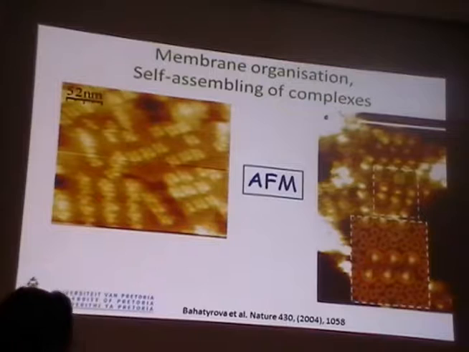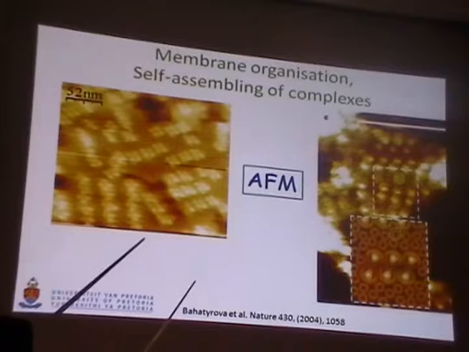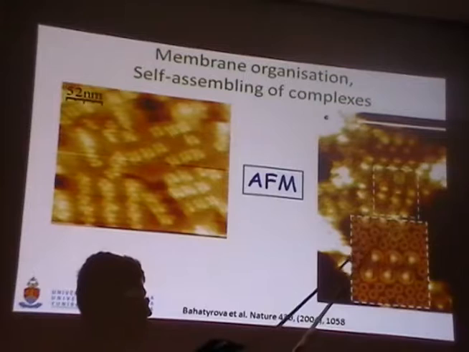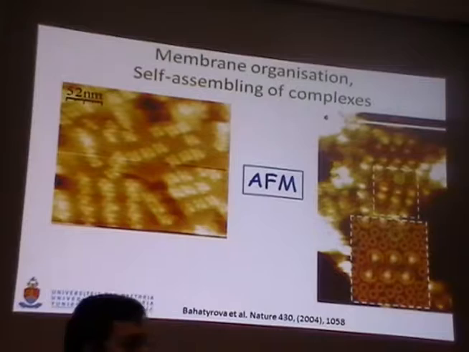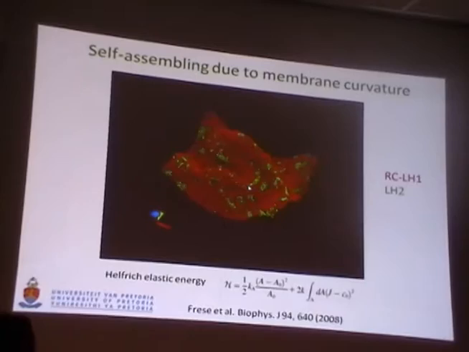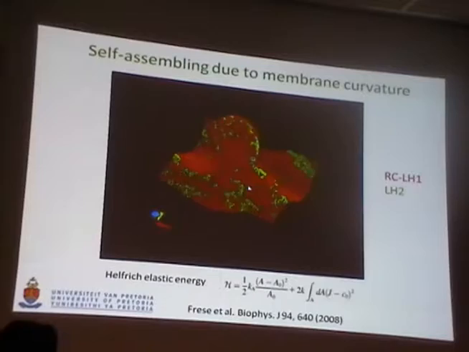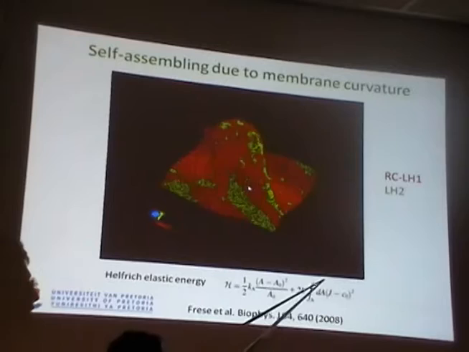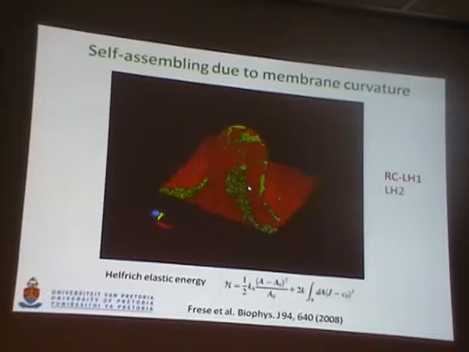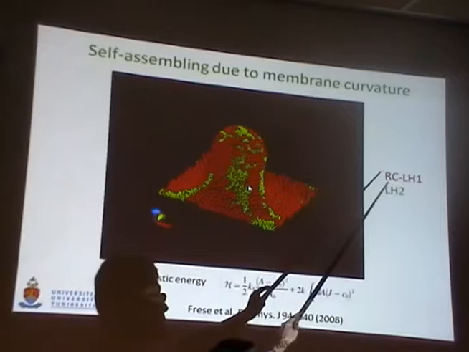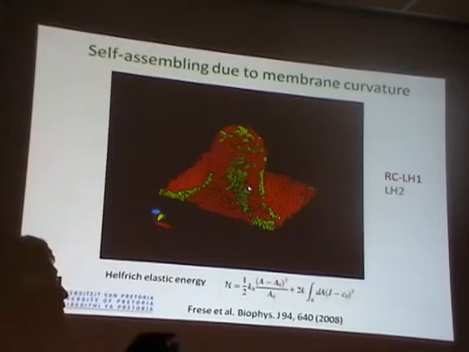Okay, from AFM, atomic force microscopy, these figures were obtained. And there you can see some antenna systems, and then large antenna systems with the reaction center embedded. But what is the effect of the membrane curvature on the organization? That was done in a paper some 5-6 years ago, where a simulation was done, and the curvature of the membrane was changed, using Monte Carlo simulation. One looked at just two different sizes of complexes. One is in red, the reaction center coupled to the light harvesting 1 complex, which is a bigger system, and the green one, which is LH2.